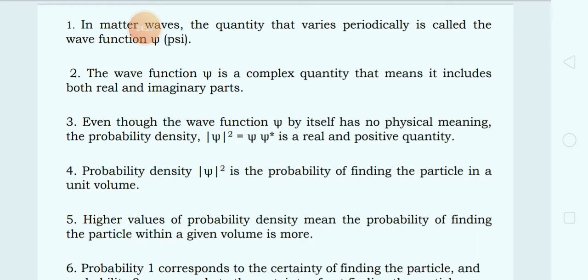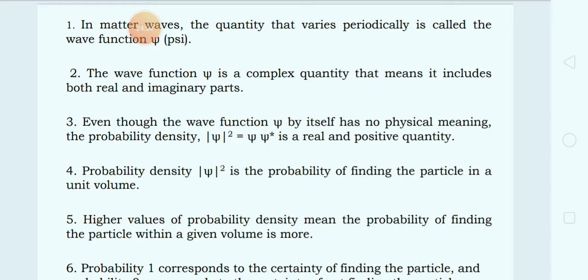Higher values of the probability density mean the probability of finding the particle within a given volume is more. That means the higher the probability, the chance of finding the particle in a given region is more. That is what it means. The probability 1 corresponds to the certainty of finding the particle, whereas the probability 0 corresponds to the uncertainty of finding the particle. That means not finding the particle in the given region of space.